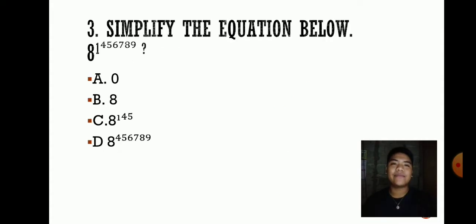Next, simplify the expression below: 8 raised to the power of 1 and 1 raised to the power of 4, 5, 6, 7, 8, and 9. So how are you going to solve it? The choices are 0, 8 raised to the power of 1 to the power of 45, then 8 raised to the power of 4, 5, 6, 7, 8, and 9. So guess, what's your answer when you simply look at it?